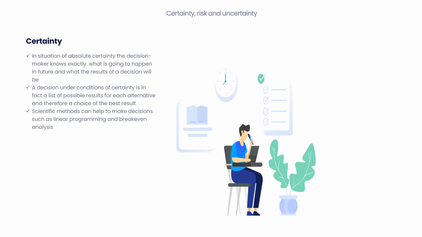Certainty. In a situation of absolute certainty, the decision maker knows exactly what is going to happen in the future and what the result of the decision will be, because this is something recurring, something that has happened before. You have experience, you have knowledge, so you are certain of what you are going to do. A decision under conditions of certainty is in fact a list of possible results for each alternative and therefore a choice of the best result.